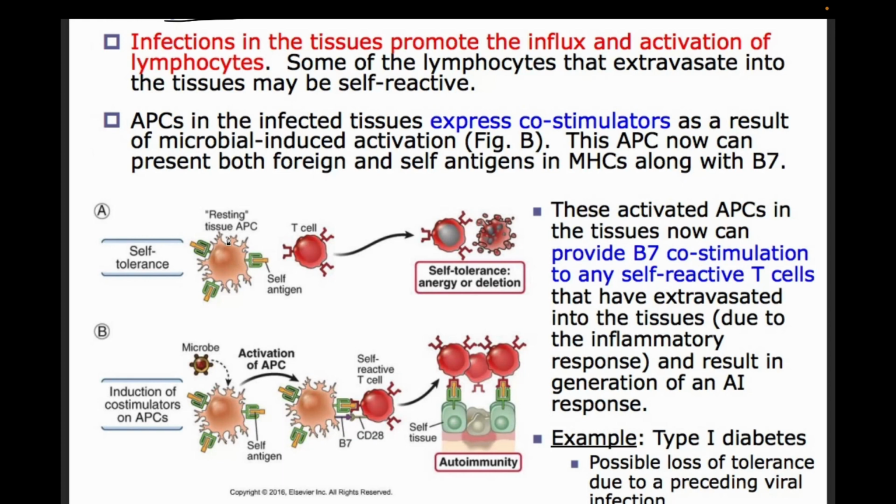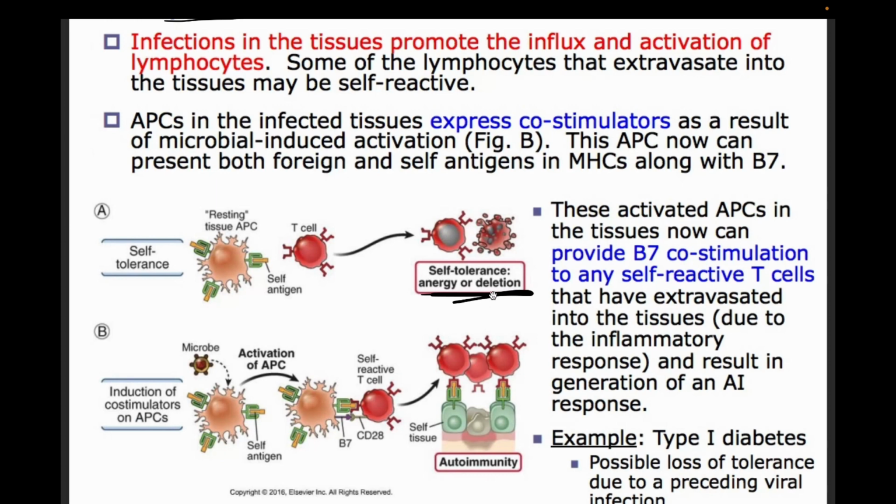Therefore, when this APC binds a self-reactive T cell, the T cell will recognize the self-antigen present on the MHC, but there is no secondary signal. And this will lead to what? It will lead to anergy or deletion. This is the normal situation. But sometimes, when there is a severe inflammation, or say when there is an infection, a microbe has entered the body, for example in the arm.